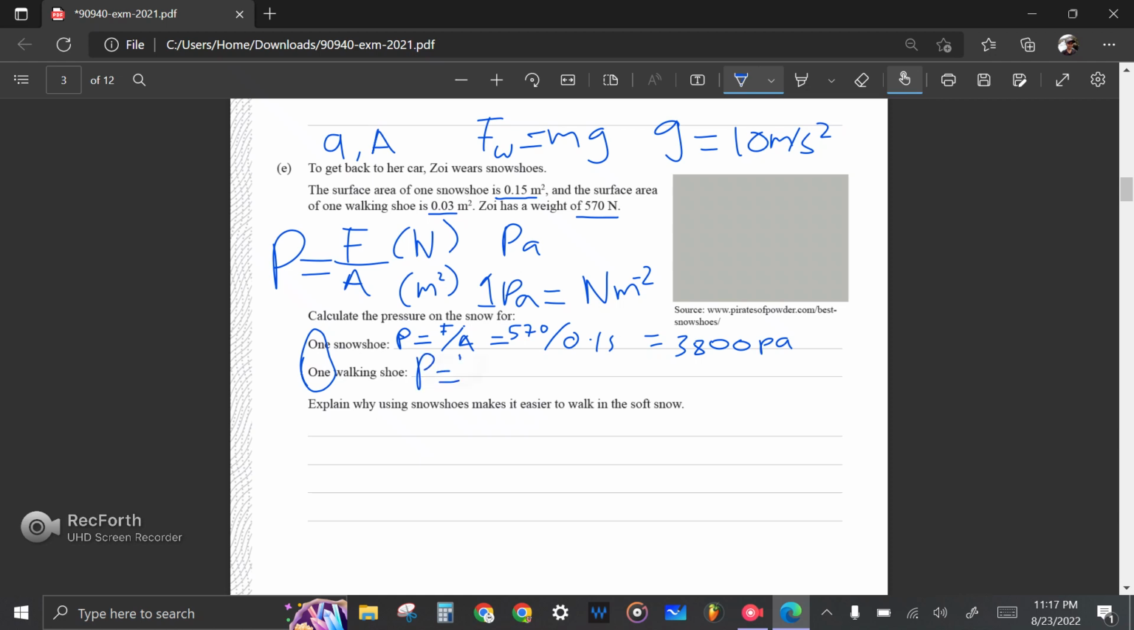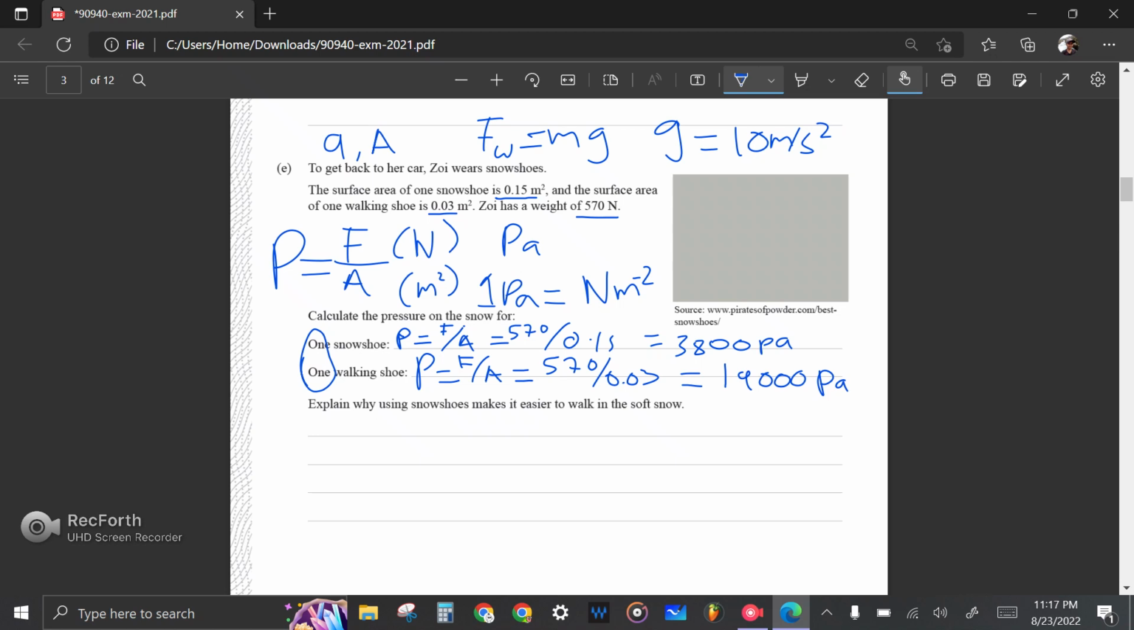Then the next one would be the same thing, P equals F over A, which equals 570 divided by 0.03, which should equal 19,000 pascals. So that's for that part.